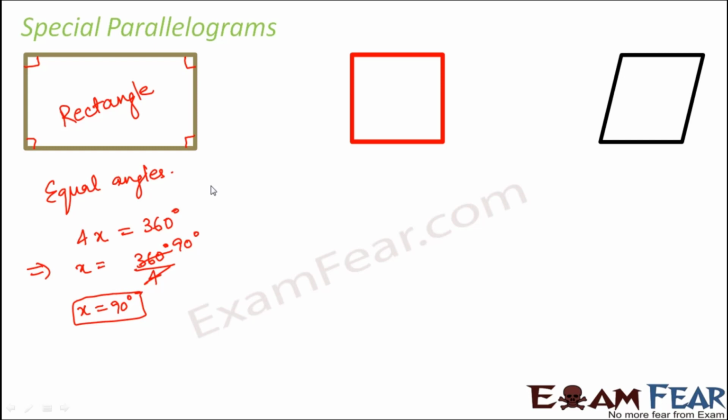The next special parallelogram that we would discuss is a square. In a square we have equal angles like a rectangle. They also have equal sides. That means all sides are equal, all angles are equal. That is why a square is an example of a regular quadrilateral or a regular polygon, because here all sides and all angles are equal. Each angle is equal to 90 degrees and all the sides are equal.